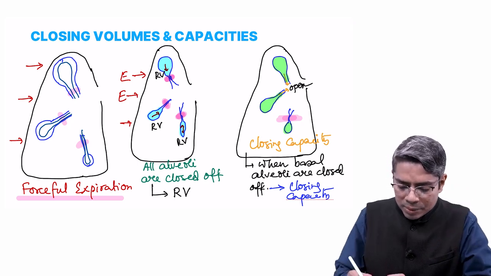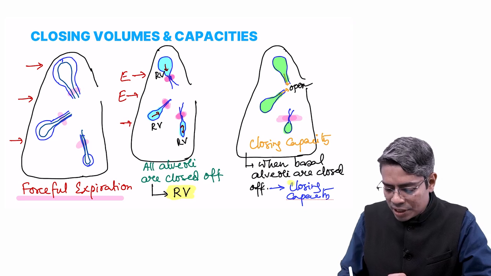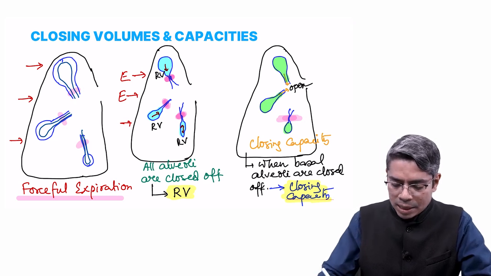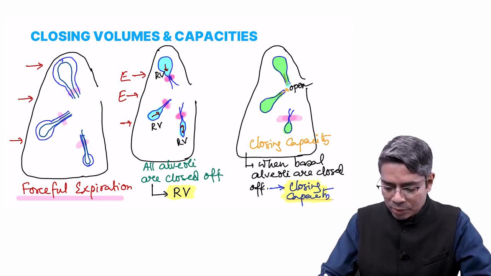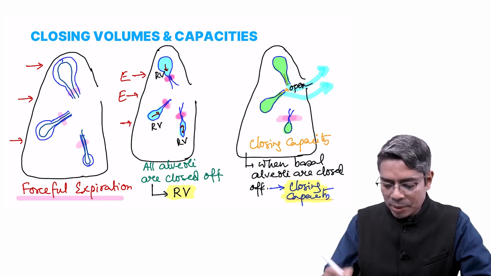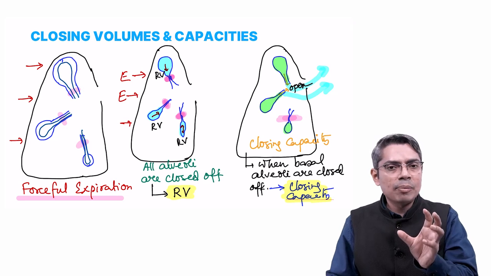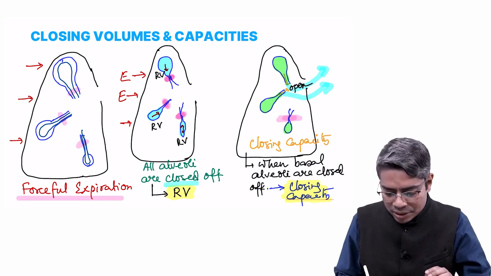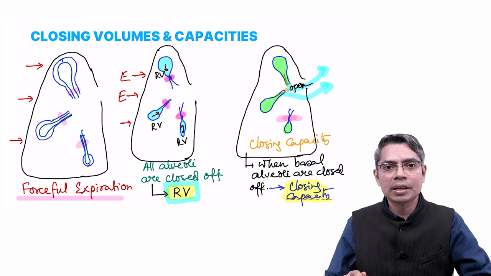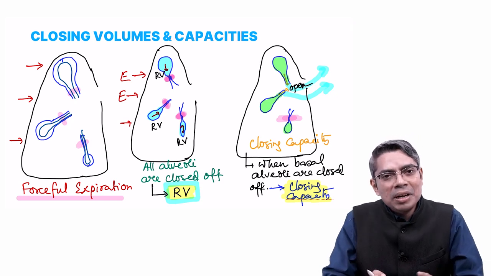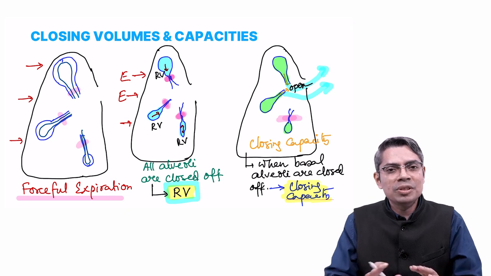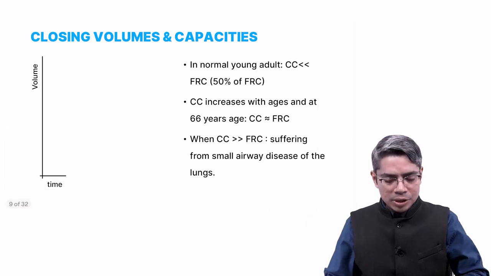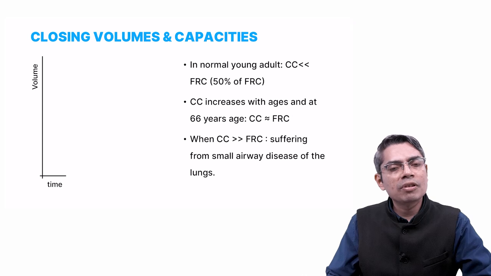So, whenever you do a forceful expiration, first you will reach the level of closing capacity. Then if you continue the forceful expiration, some more air will go out of the lung from the apical alveoli as well as from the middle part alveoli, and then a very little amount of air is going to remain inside the lung, and that little amount of air is known as the residual volume. Getting my point? Okay. So, basal alveoli are closed off, the volume which is still there in the lung is the closing capacity. Now we are going to discuss this closing capacity with the help of a normal spirometer recording.